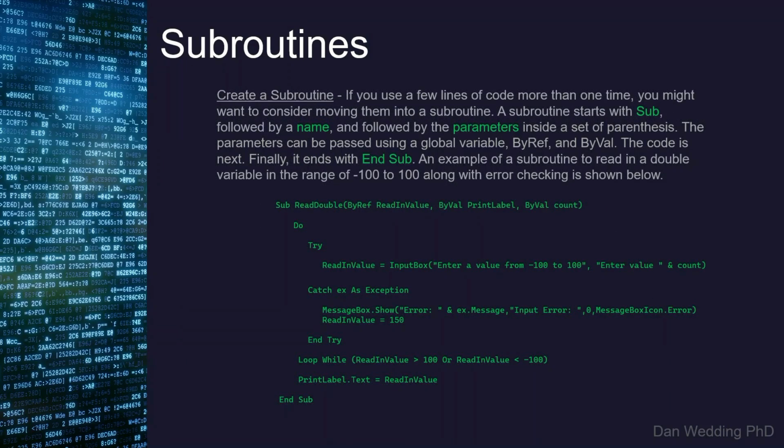If you use a few lines of code more than 1 time, you might want to consider moving them into a subroutine. A subroutine starts with sub, followed by a name, and followed by the parameters inside a set of parentheses. The parameters can be passed using a global variable, ByRef, and ByVal. The code is next. Finally, it ends with endsub. An example of a subroutine to read in a double variable in the range of -100 to 100, along with error checking, is shown below.